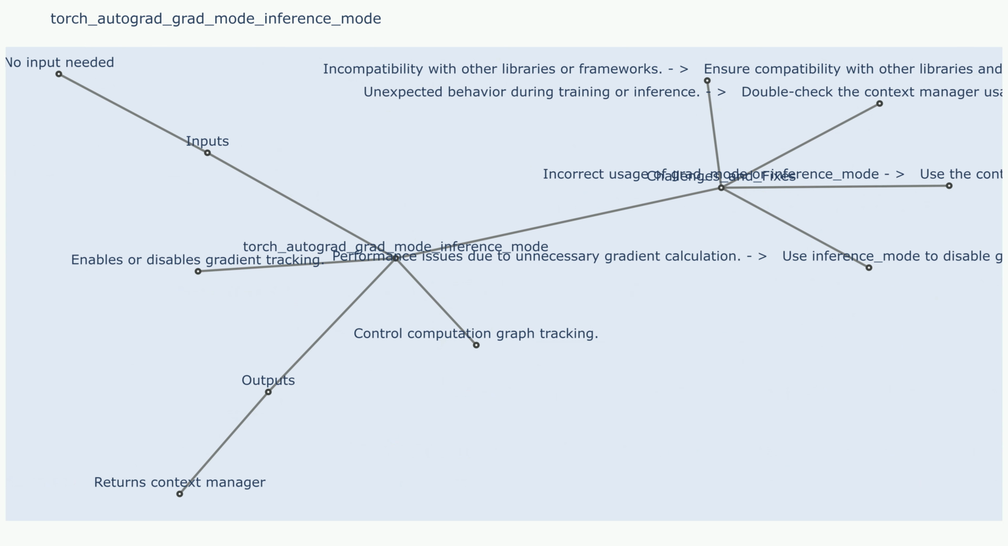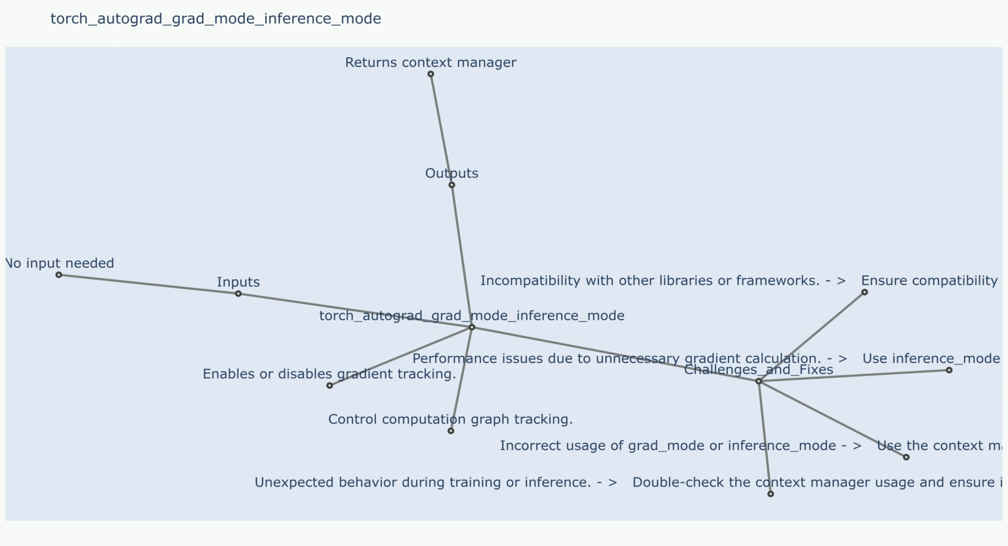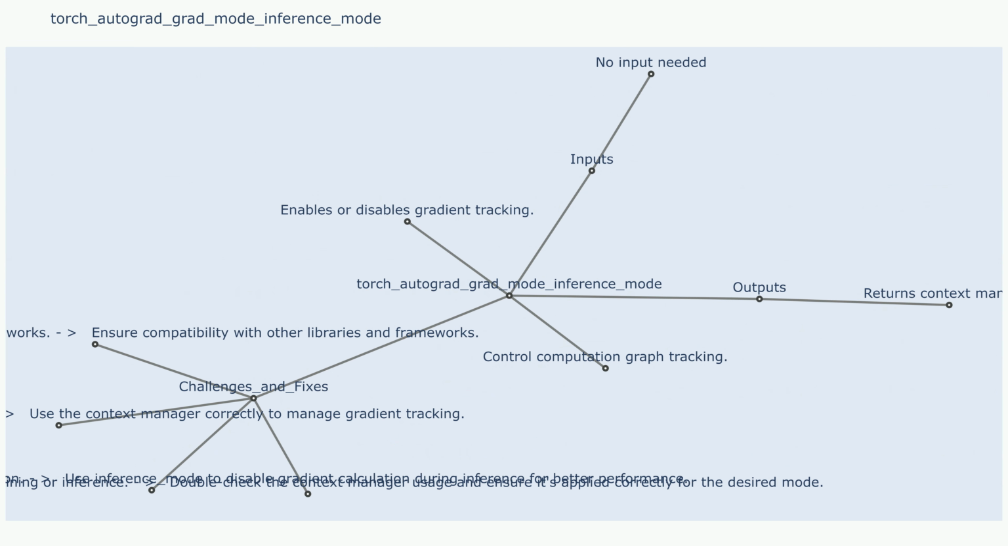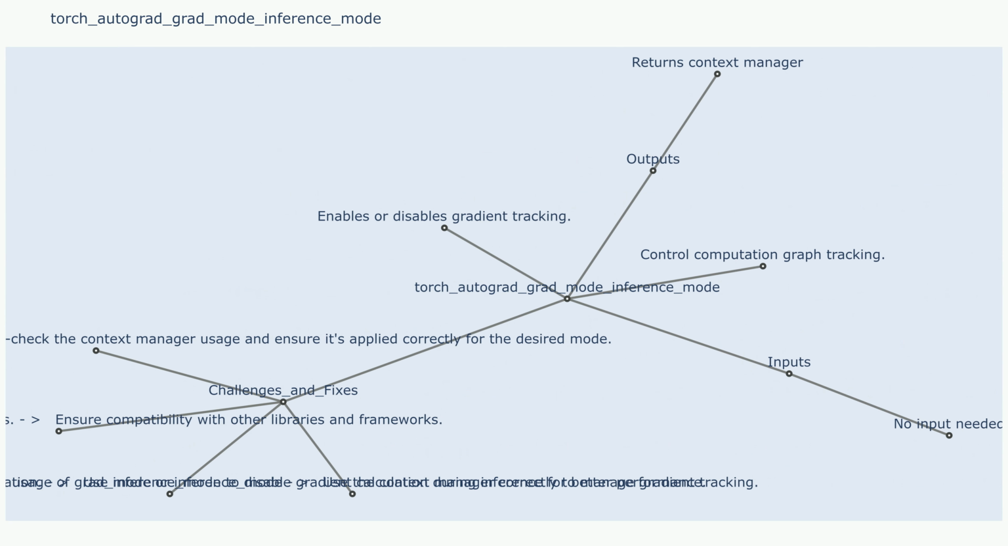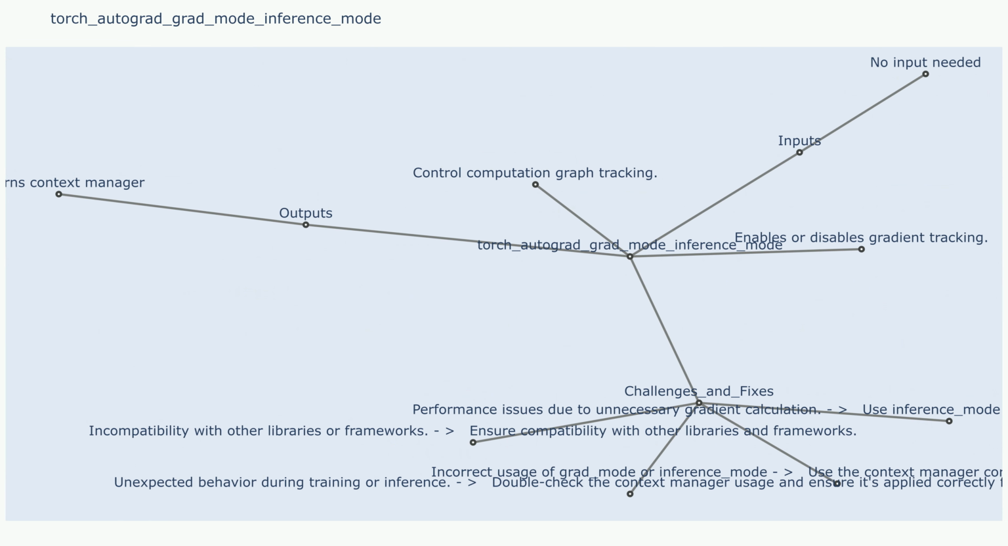Inputs. No direct inputs. Outputs. No direct outputs. Steps. With torch inference mode disables gradient tracking for operations performed within the context. This can significantly improve performance during inference as gradients are not calculated. With torch no grad, equivalent to torch inference mode, disables gradient tracking. With torch enable grad, enables gradient tracking. This is the default behavior in PyTorch.